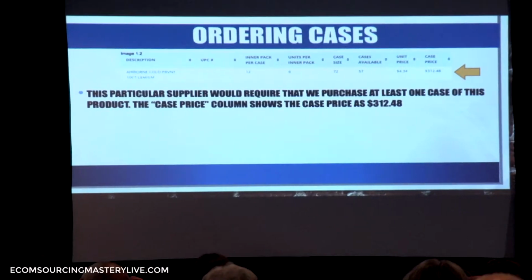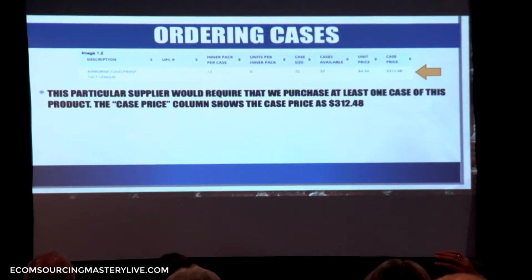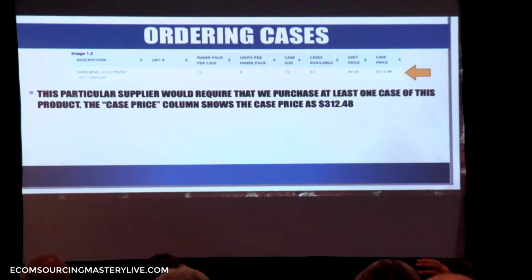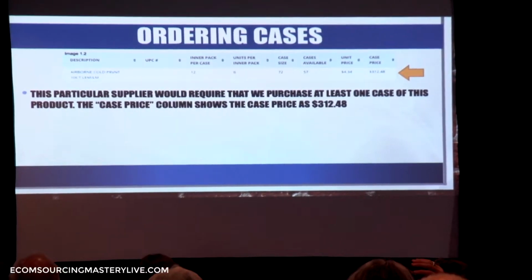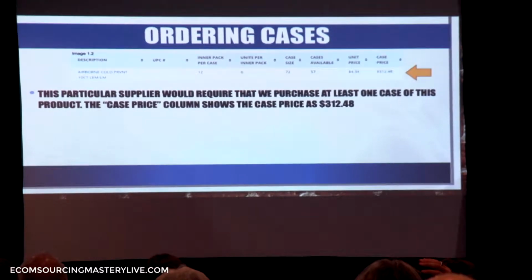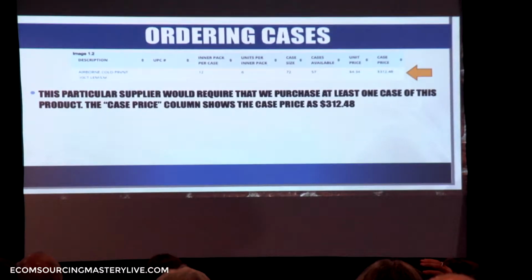Here's what it says. This particular supplier would require that we purchase at least one case of this product, right? They're not selling it individually. So the case shows that it would cost me $312 to buy this product. I don't know what this is. Airborne. And there's 72 units of that.